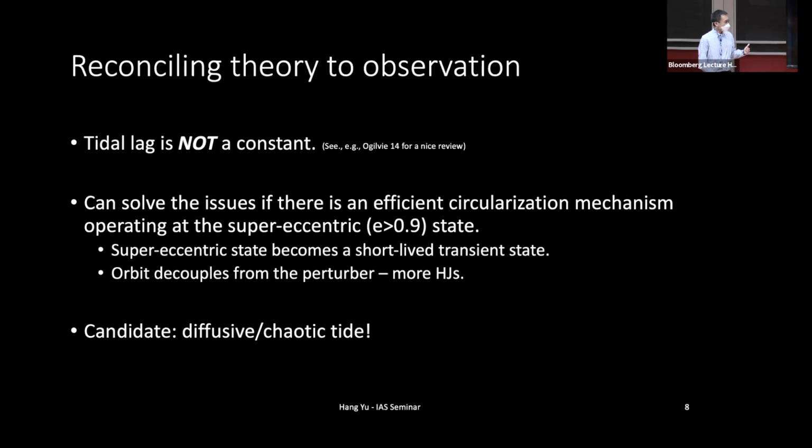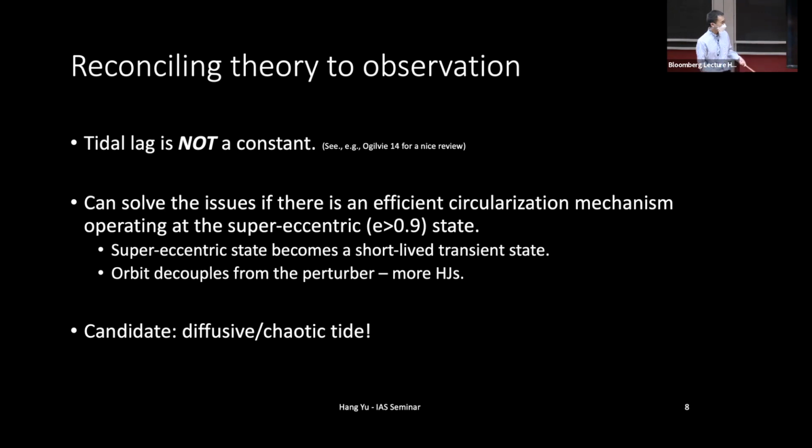And also, it helps the planet to be decoupled from the perturber. So basically, because it very quickly shrinks the semi-major axis of the orbit. So once the planet is decoupled from the perturber, it prevents the eccentricity from further increasing, and then this saves the planet from being tidally disrupted by the host star, and it thus enhances the hot Jupiter formation rate.